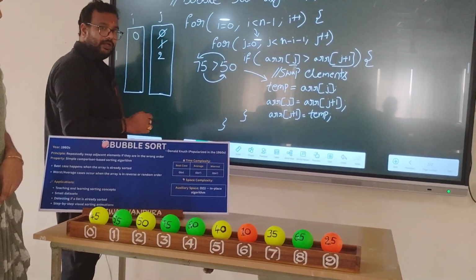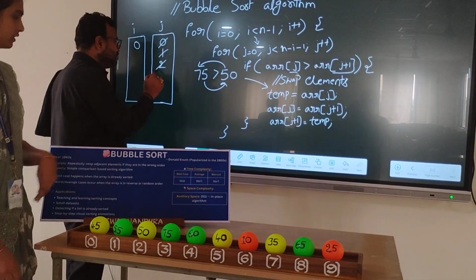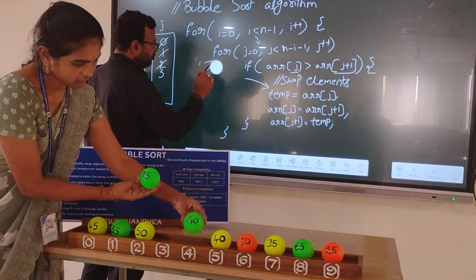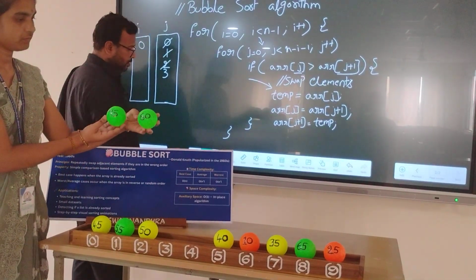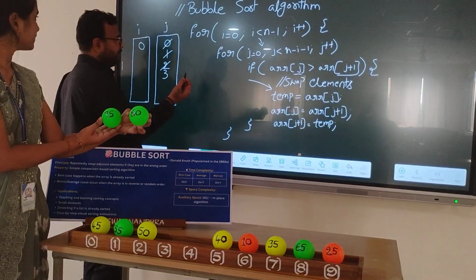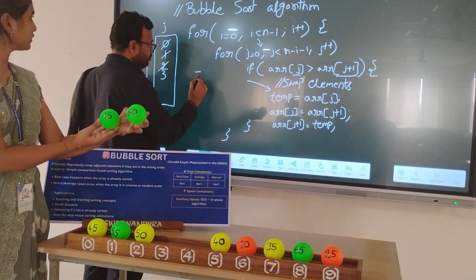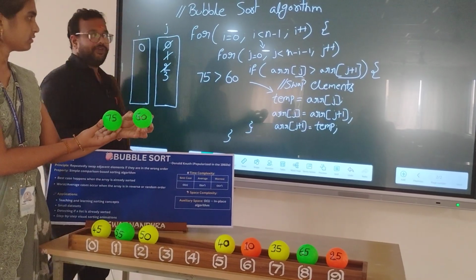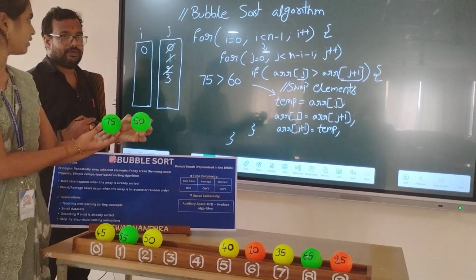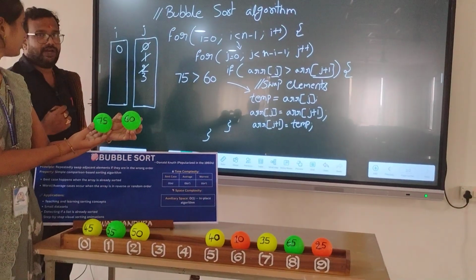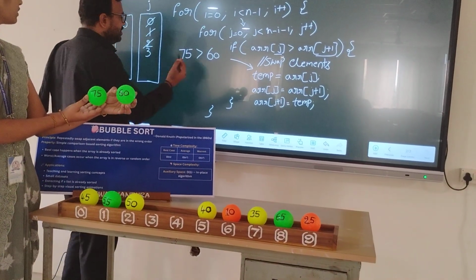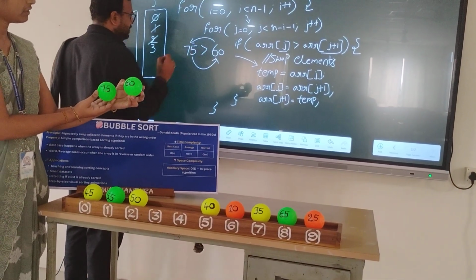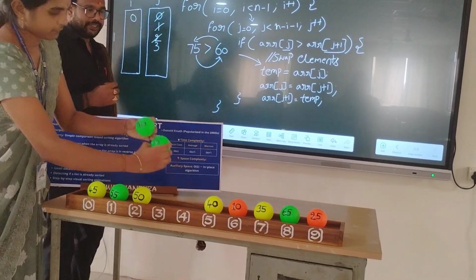Now j becomes 3. The values are 75 and 60. Is the condition true or false? True, so swapping is done. 75 is placed in this position and 60 is moved to the earlier position.